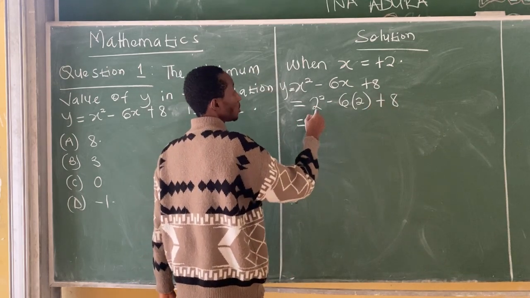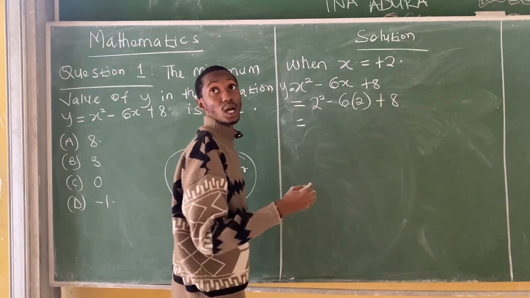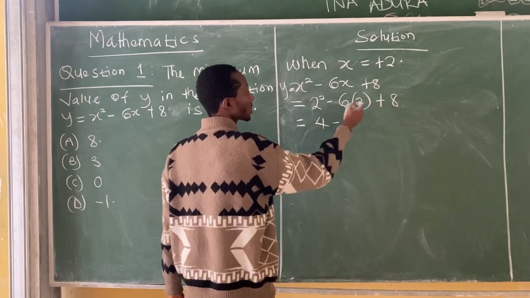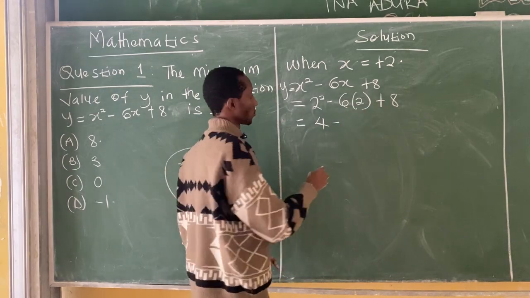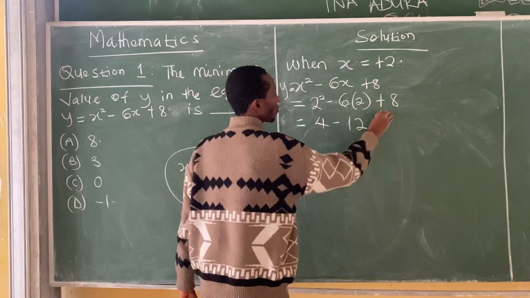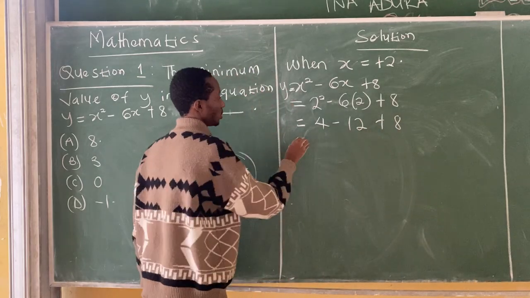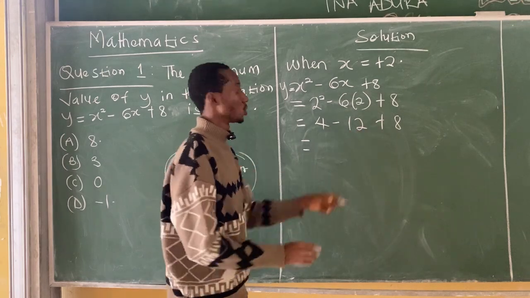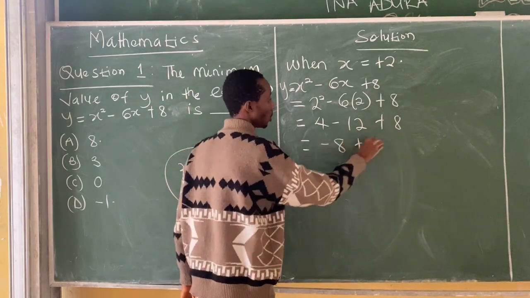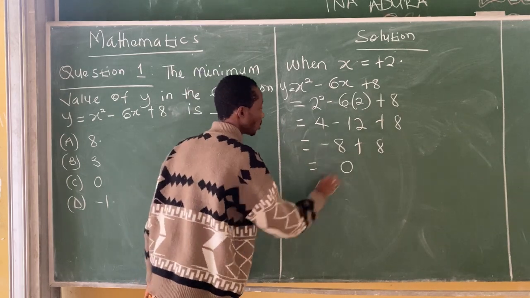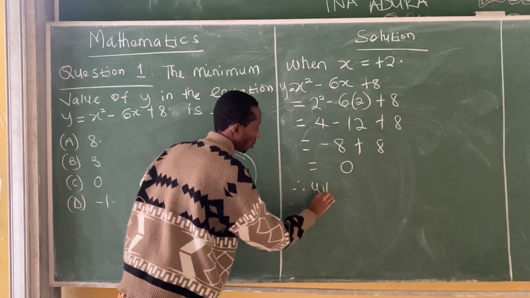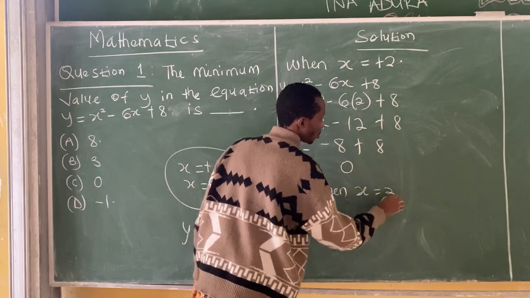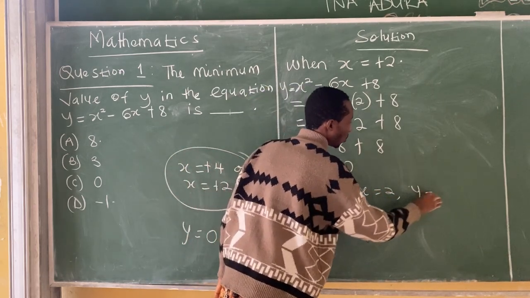2 squared is the same thing as 2 multiplying itself 2 times. So we have 2 times 2, which is 4, minus 6 times 2 gives us what? 12. 6 times 2 equals 12 plus 8. 4 minus 12 will give us minus 8 plus 8. This is equal to 0. Therefore, when x is equal to 2, y is equal to 0.